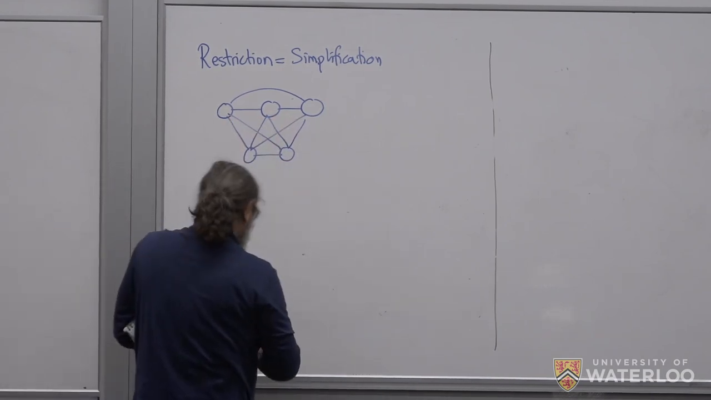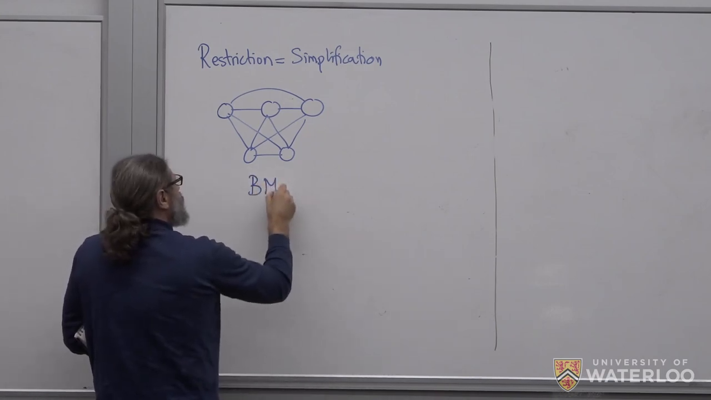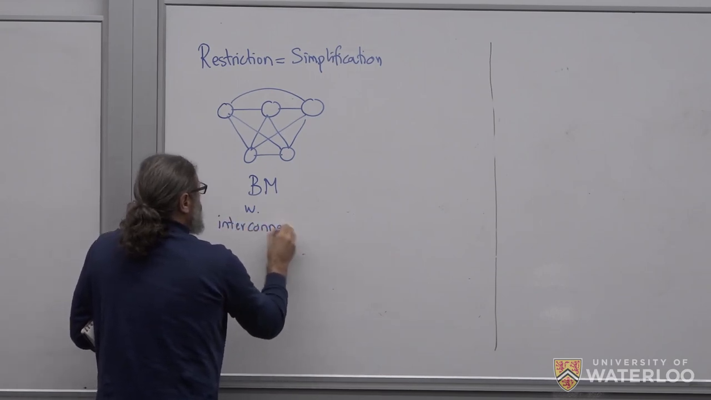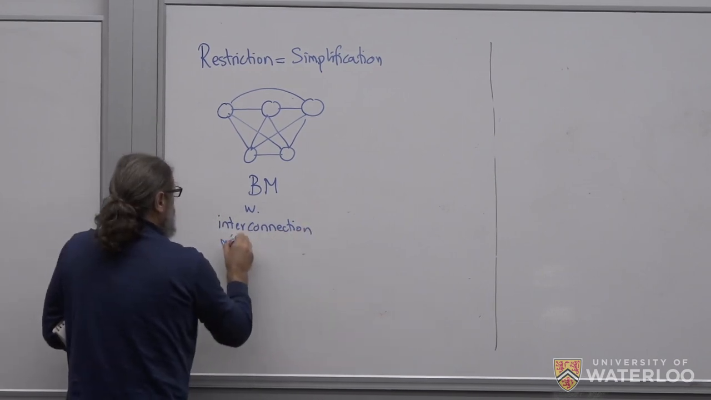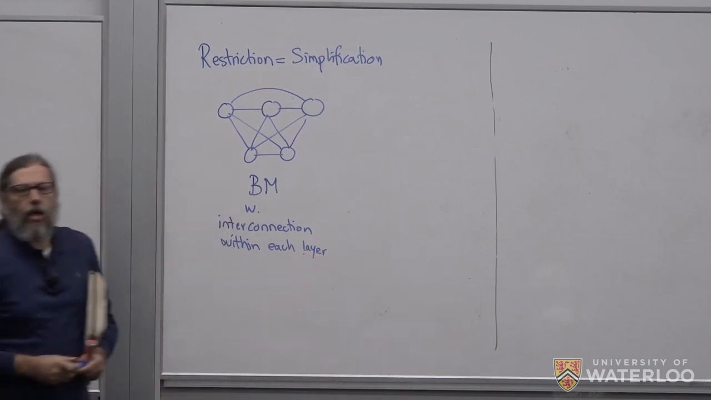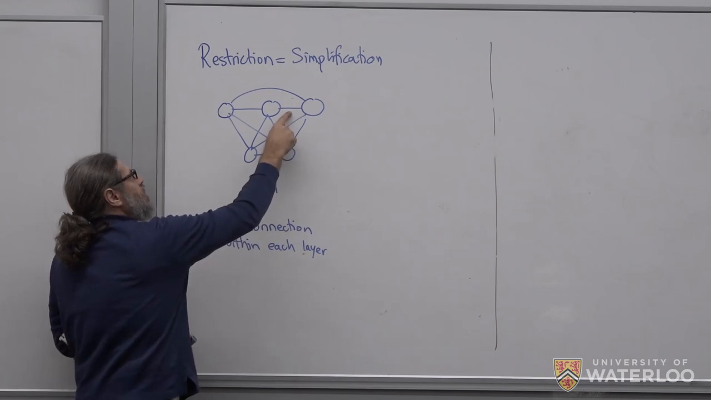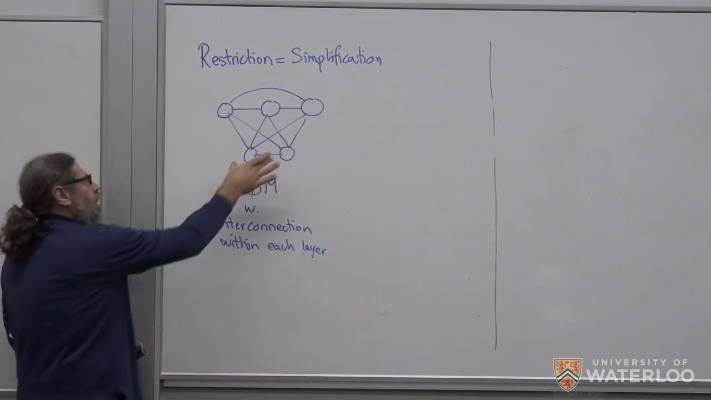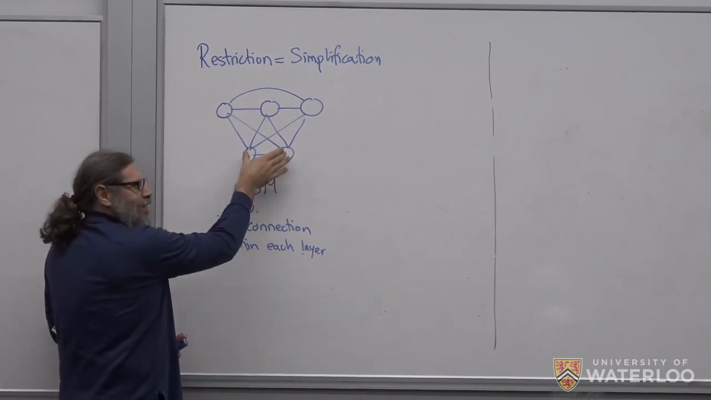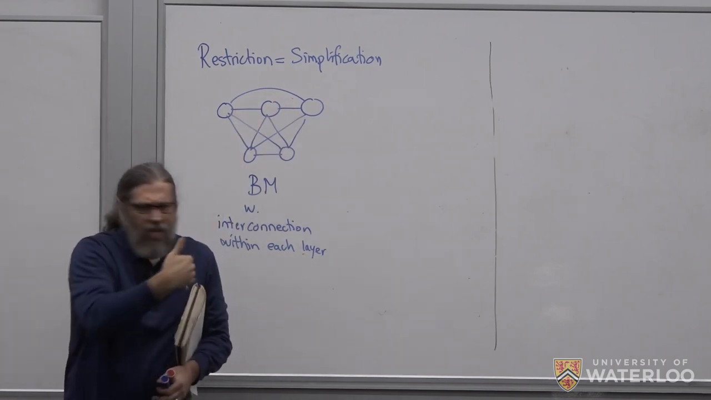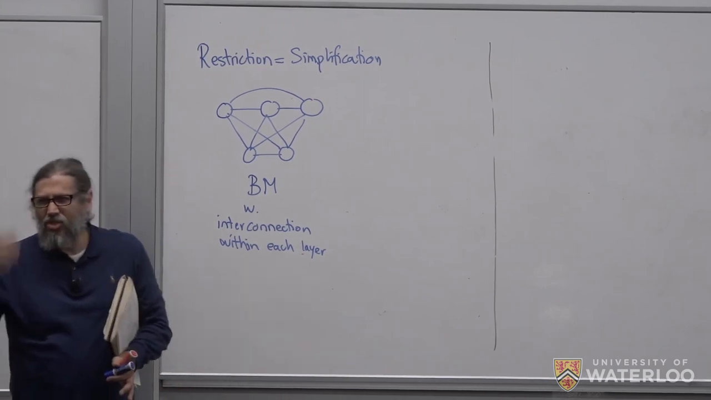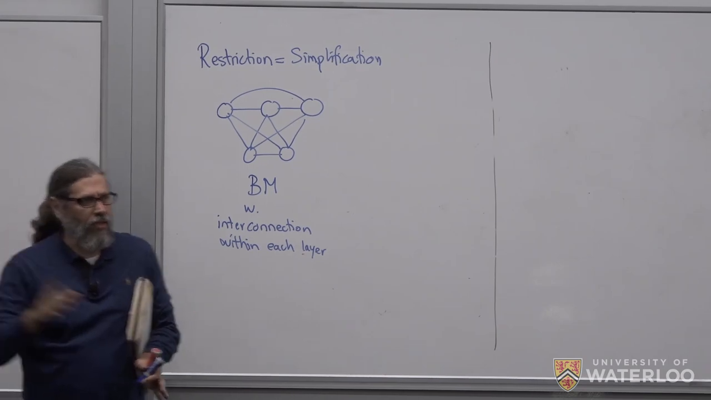So this is the Boltzmann machine with interconnections within each layer. And that's not going to work. This connection is a problem. This connection is a problem. Connection from these nodes to these nodes. And of course, please keep in mind that putting these two down and these three up, by me, is completely arbitrary. It still doesn't mean anything. I'm just trying to do some Gedanken experiment. That's it.